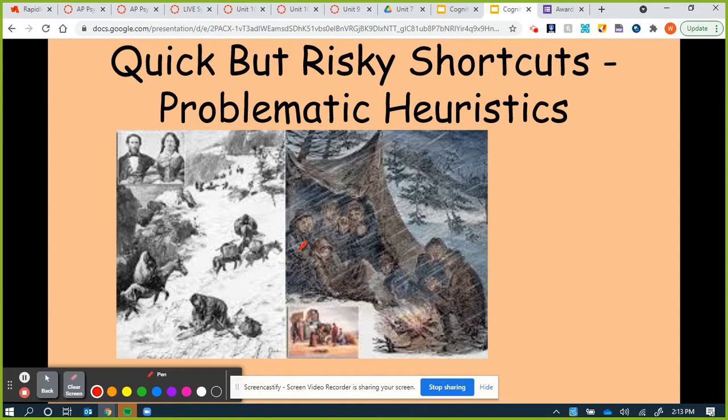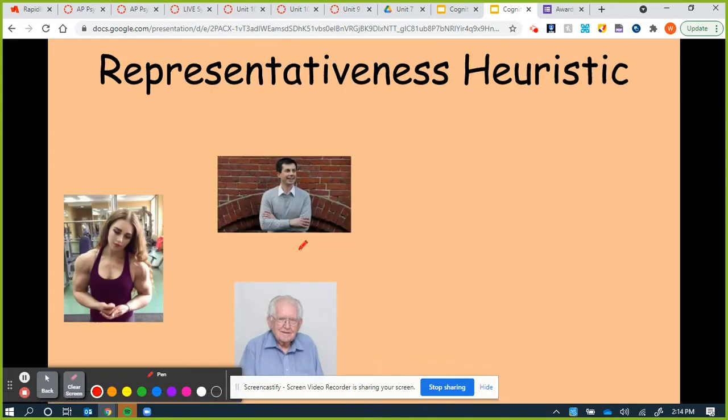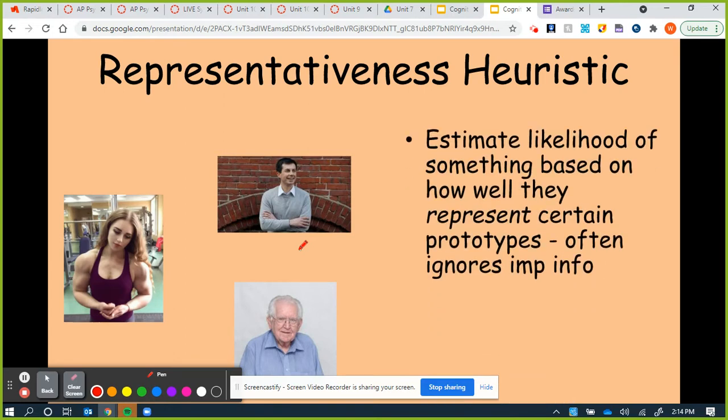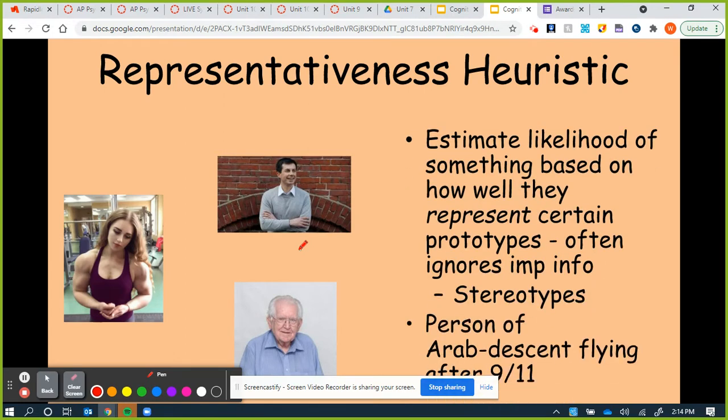But heuristics can cause us to also have blinders on, right? Because they are based off of our expectations. They are top-down processing. There are two ways that they can be problematic, and they can cause us to make poor decisions. A representativeness heuristic is when we make a judgment on something based off of the prototype that we have for that concept.